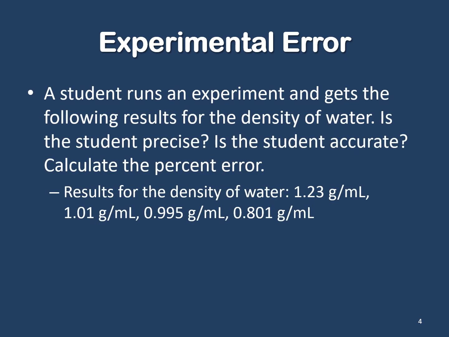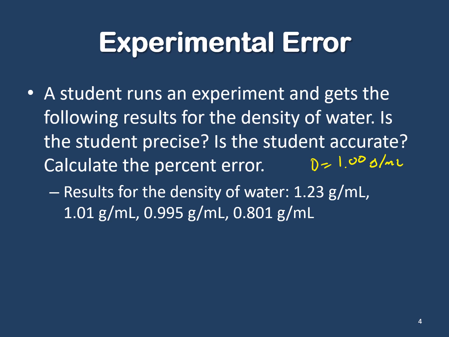A student runs an experiment and gets the following results for the density of water. Is the student precise? Is the student accurate? Let's calculate the percent error. So we know, hopefully, that the density of water is 1.00 grams per milliliter. And if you didn't know that, now you do. That's a number you should know.